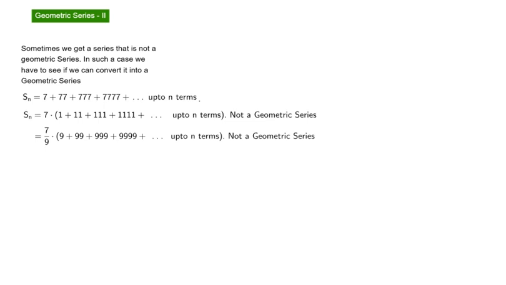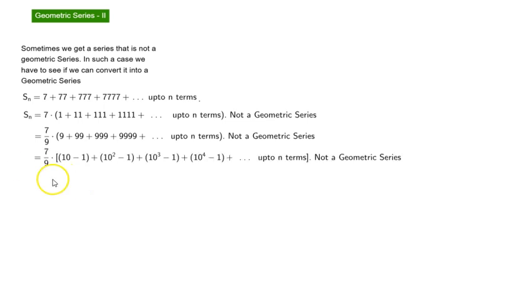Let's write each of these terms as a difference. So 7 by 9 times 9 can be written as 10 minus 1. 99 can be written as 100 minus 1, which means we can write it as 10 square minus 1. 999 can be written as 1000 minus 1, which is 10 cube minus 1, plus 10 to the power of 4 minus 1 and so on up to n terms. Now this is still not a geometric series.